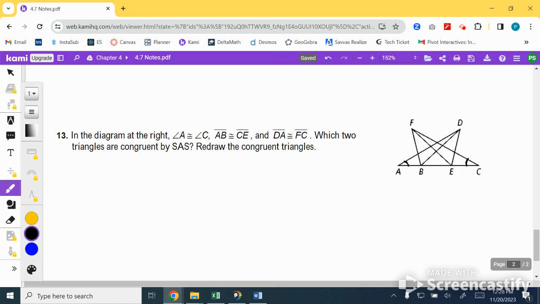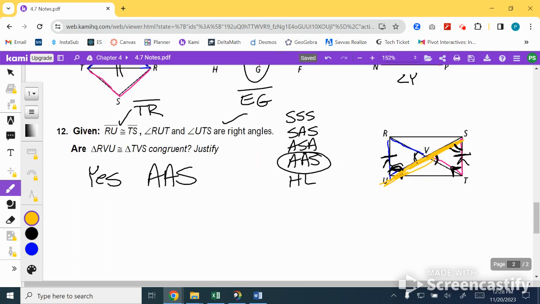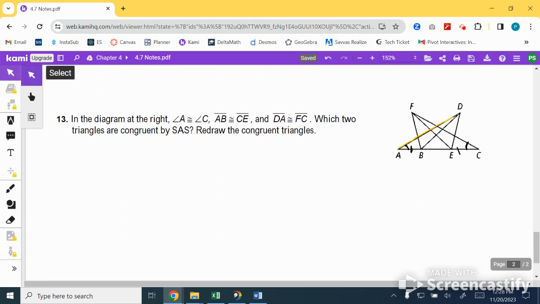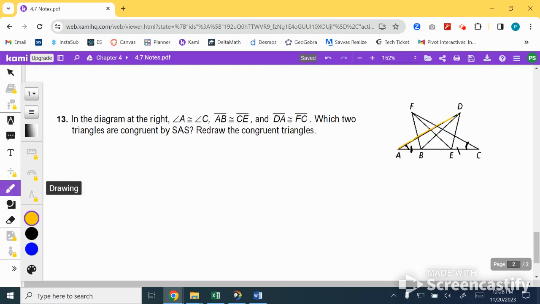And then it says AB congruent to CE. So that's right there and right there. And then we're told that DA is congruent to FC. So here's DA right here, and here's FC. So F to C. So my triangles are these.